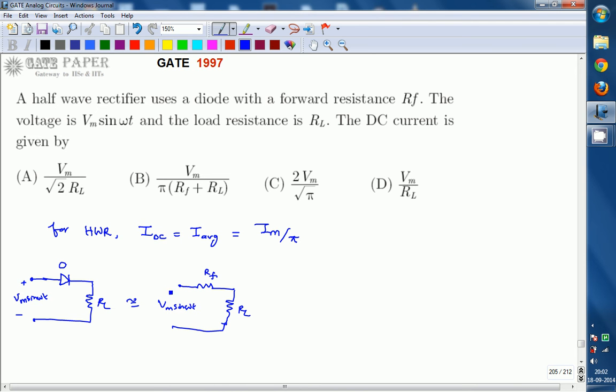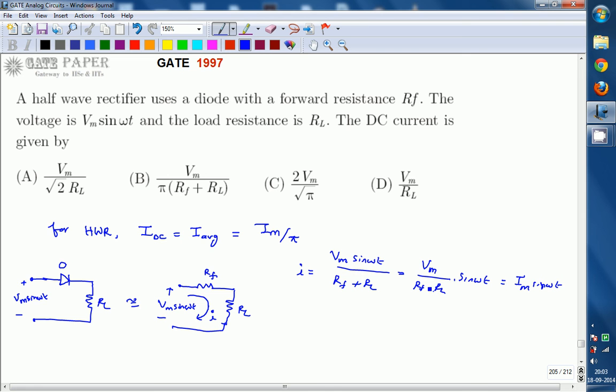So whenever the diode is forward biased, a current flows, say I. So I is equal to the input voltage Vm sin omega t divided by RF plus RL, and we can write this as Vm divided by RF plus RL into sin omega t. So this Vm by RF plus RL is nothing but the peak value of the current, so we can write it as Im sin omega t. So the maximum value of the current flowing through the diode is nothing but Vm by RF plus RL.